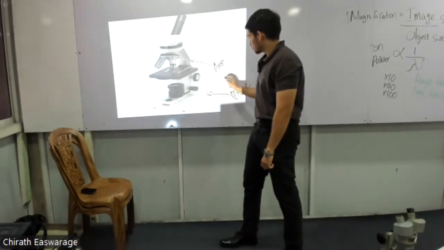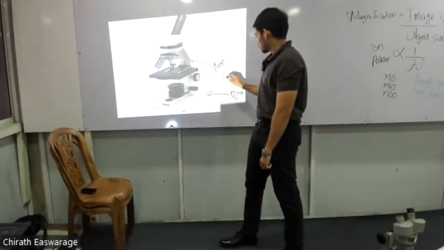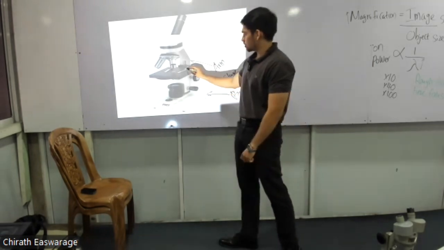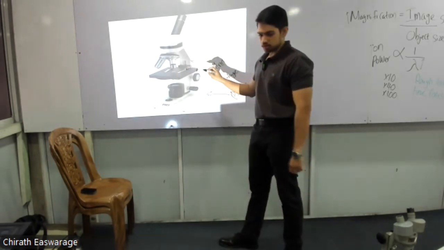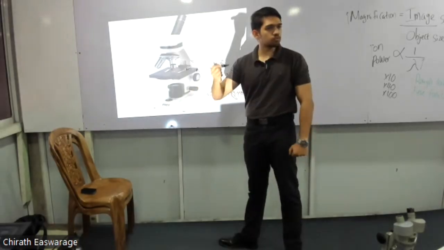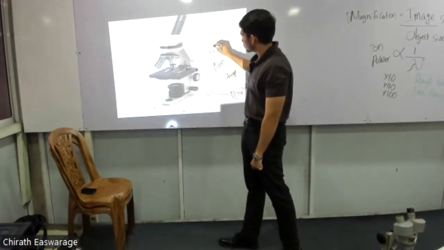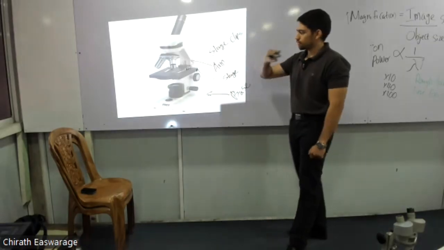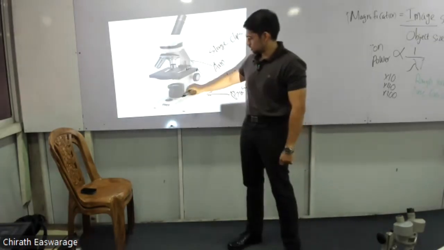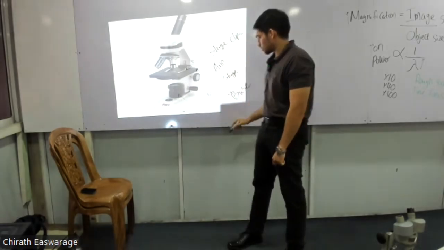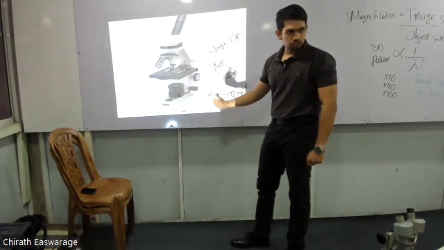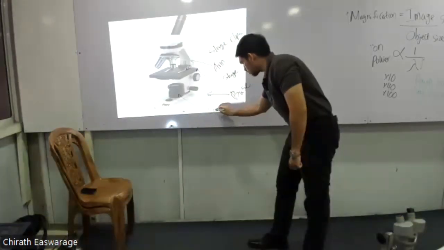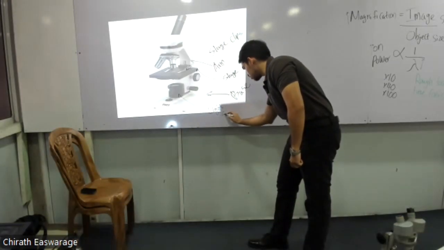This is the stage. What are these things that are used to fix the specimen on the stage? Stage clips. This is what? It has an electric light source. So this is, you can say, the light source.